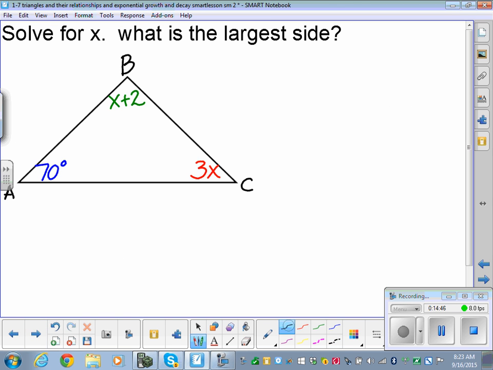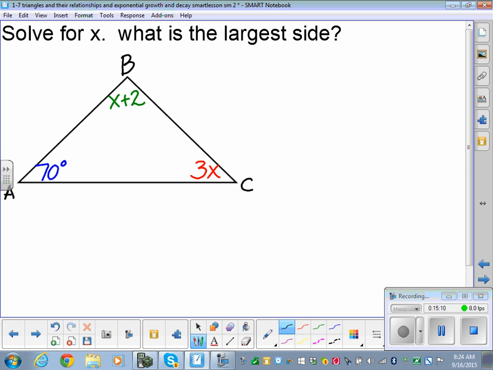Okay. So looking at this one, we have triangle ABC. We're asked to solve for x, and then what's the largest side. So once again, look at my triangle. Notice I have some variables in here. But just like with all our other problems we've been dealing with lately, if you know a true statement and you have some x's, there's no problem because you'll just set up a true statement and then solve for x. So what would a true statement be?